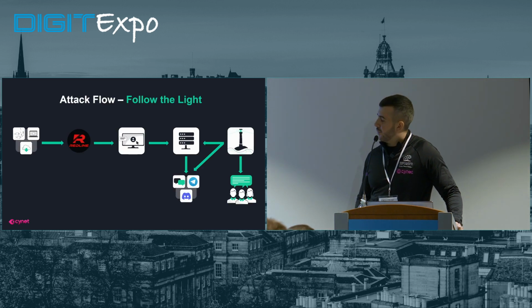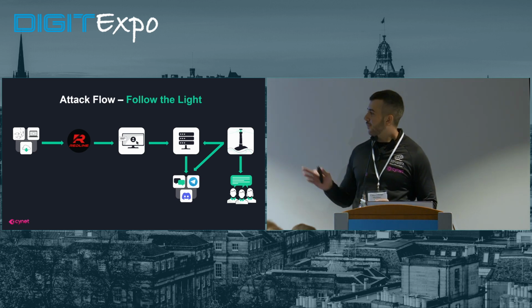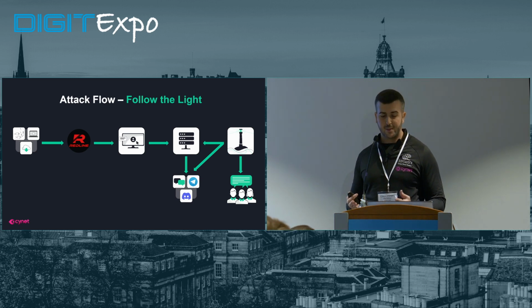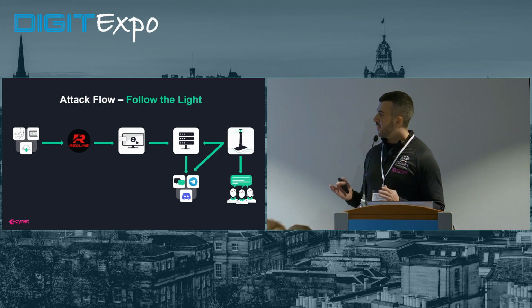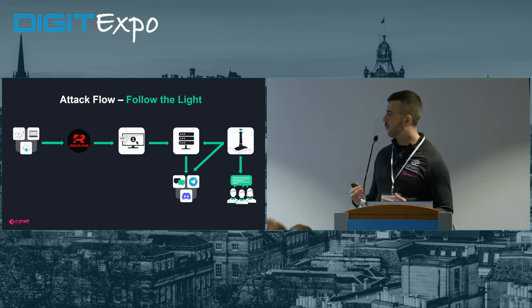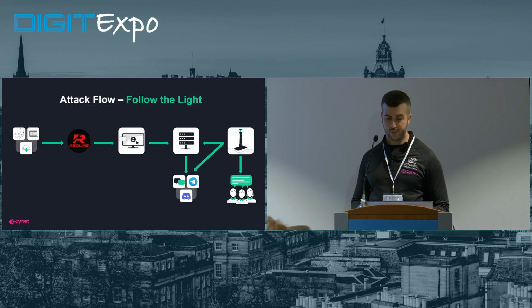Let's see an example of what an attack flow can look like. On the left, we see a user. For example, a user receives an email with an attachment. That attachment contains the payload of that info stealer. In that case, the info stealer is called Wedline. This is one of the most popular info stealers that existed in 2022.